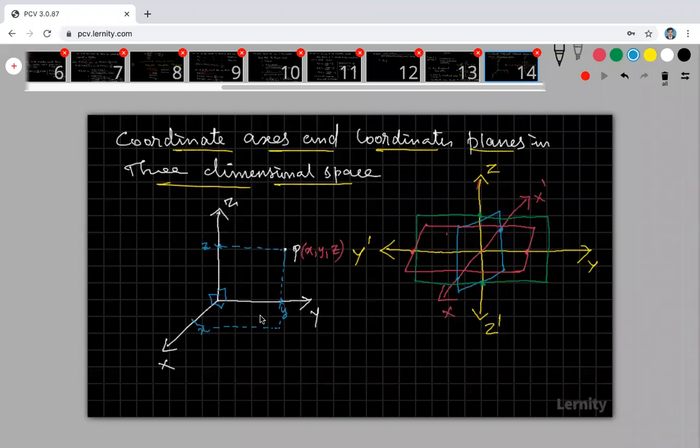Now, any point P of x comma y comma z means from the origin, the x distance to the point is x. From the origin, the y-axis distance is y, the z-axis distance is z. So therefore, any point P is represented like that, P of x comma y comma z. These are the distances. If you form a cube, suppose I am taking a point.